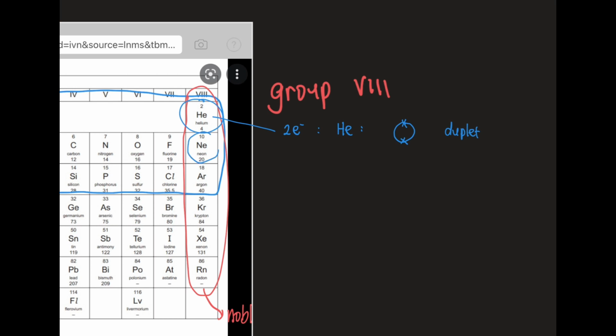Now we look at neon. Neon has 10 electrons: the shells have 2 electrons followed by 8 electrons. So 8 electrons is full. The second shell can take a maximum of 8 electrons only. This kind of full is known as octet. So the group 8 noble gases are either duplet or octet. All these in green color, at the bottom, are octet. Only the first one is duplet, which is also full. Since they are full, they don't react. They don't have any chemical reaction as they are full.